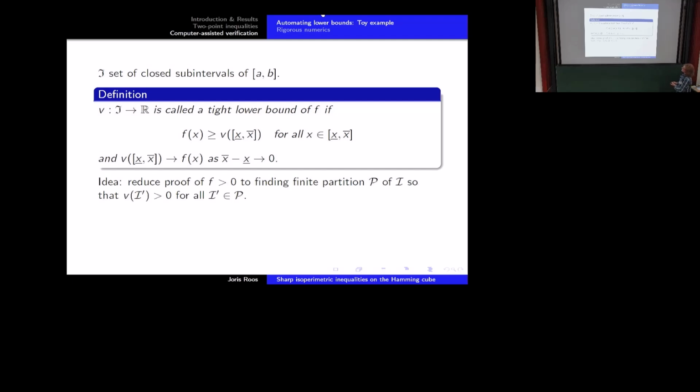So the idea is to not use it on the whole interval, but to just use it on a partition. And so here's a trivial observation. If you have a partition of your whole interval where you're trying to prove greater than 0, and you can verify that for each interval in the partition the tight lower bound is greater than 0, then you have just proved that f is greater than 0, right? So you have reduced this problem of evaluating infinitely many inequalities to just finitely many on the partition, okay? Once you have a tight lower bound.